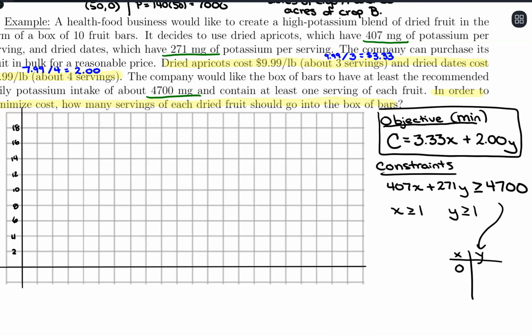So when x is 0, we would have 271y equals 4,700. 4,700 divided by 271 is 17.34, rounded to 2 decimal places. And if y is equal to 0, we'll have 4,700 divided by 407, and that's 11.55. So I'm just going to graph this as best I can, using units of 2 along the x-axis and y-axis.